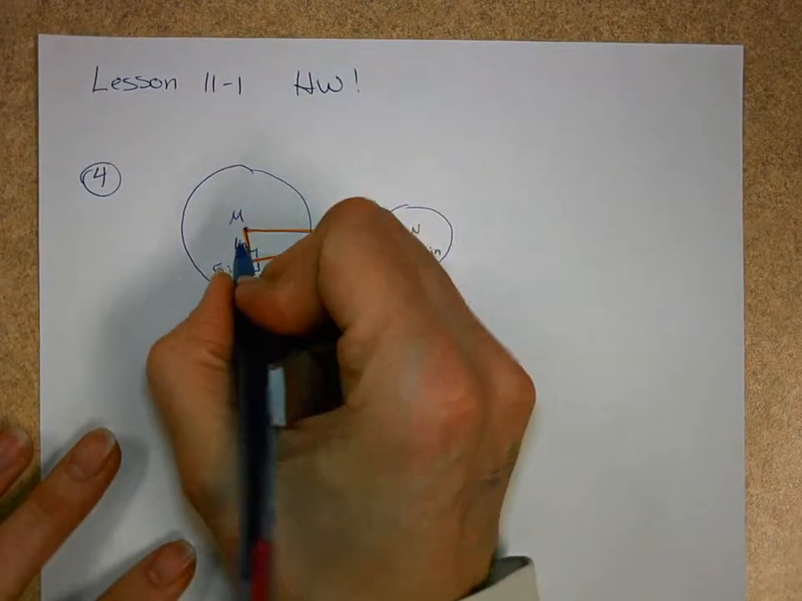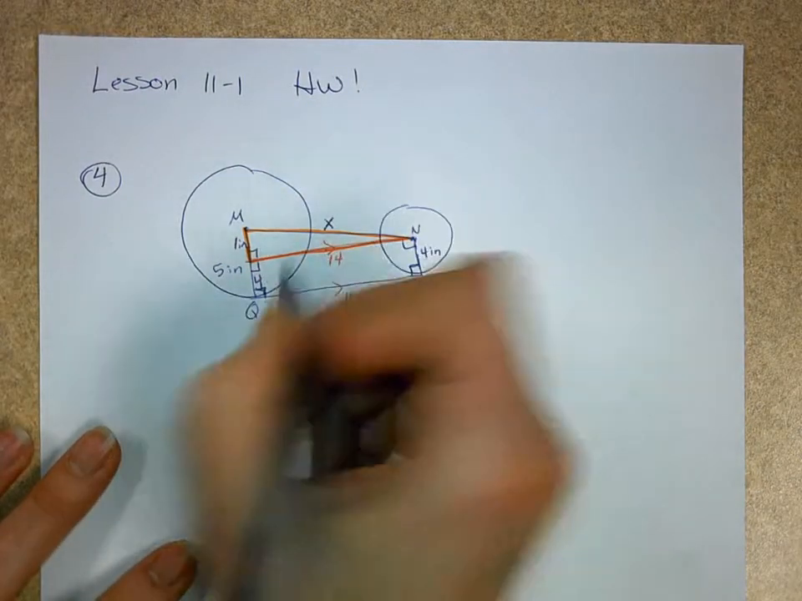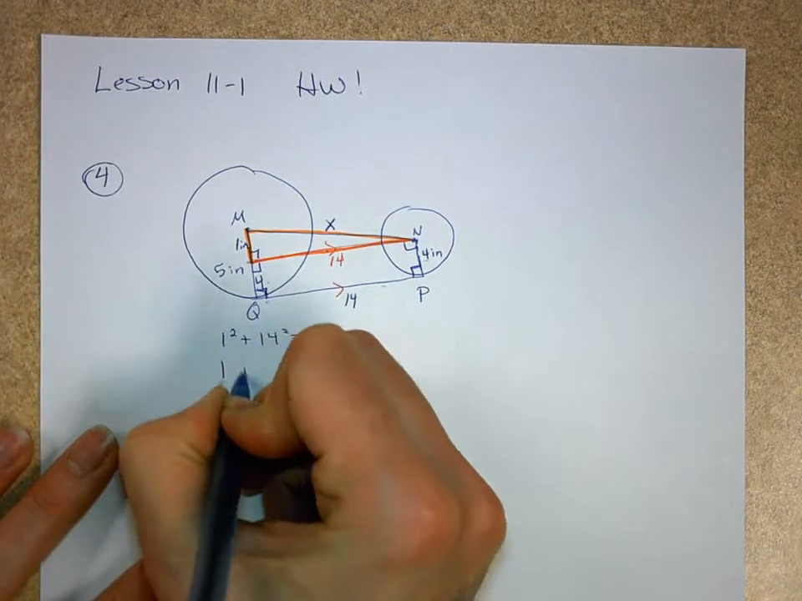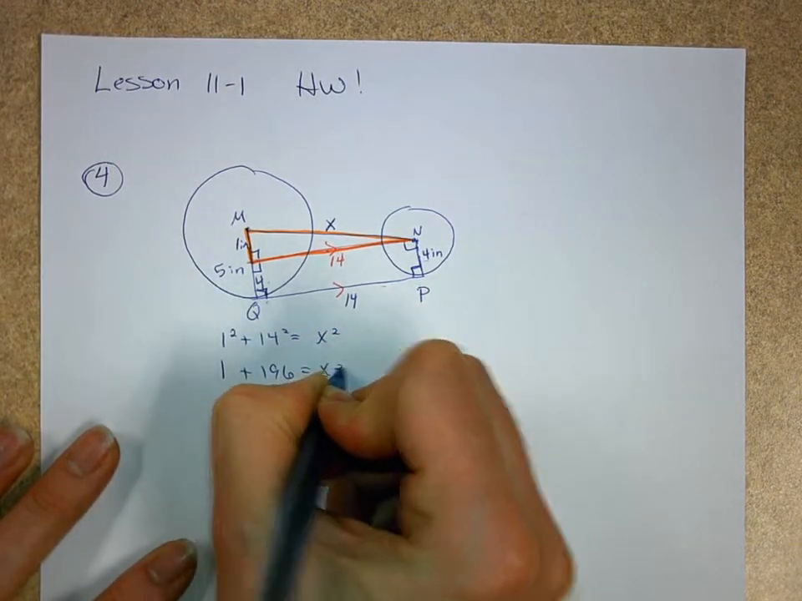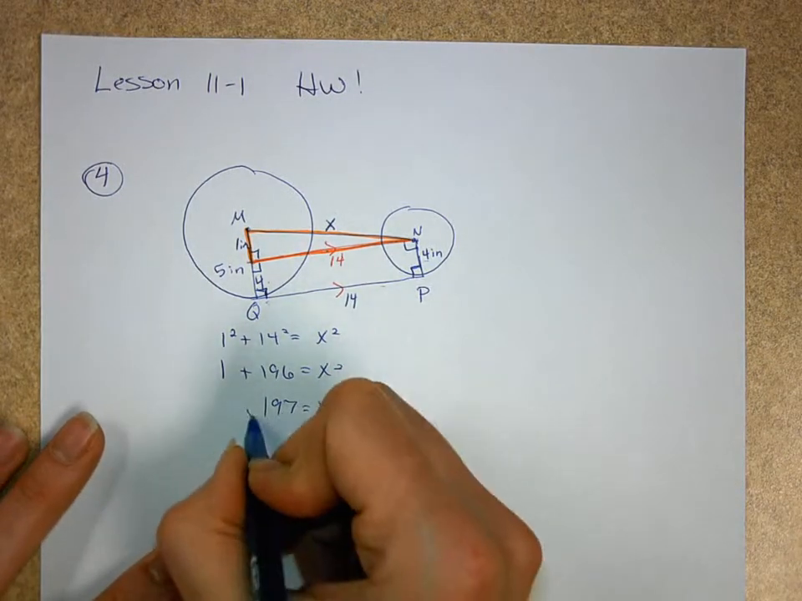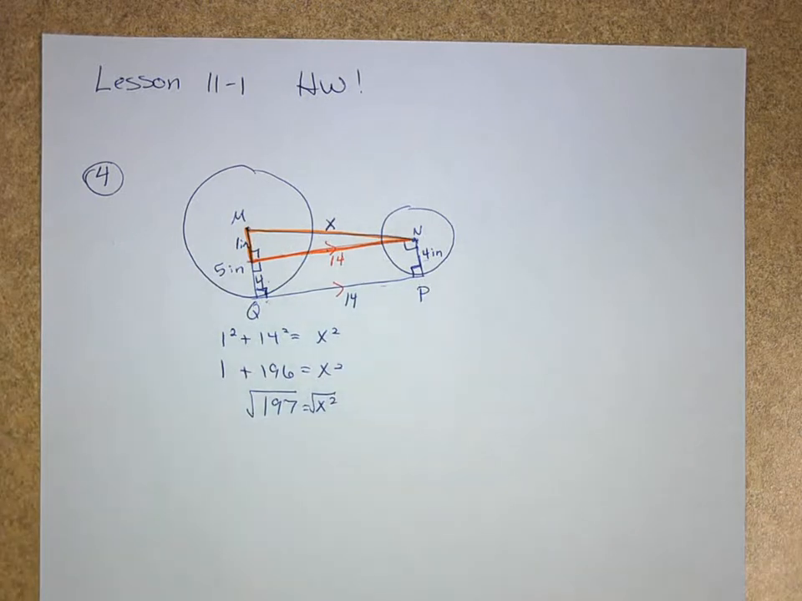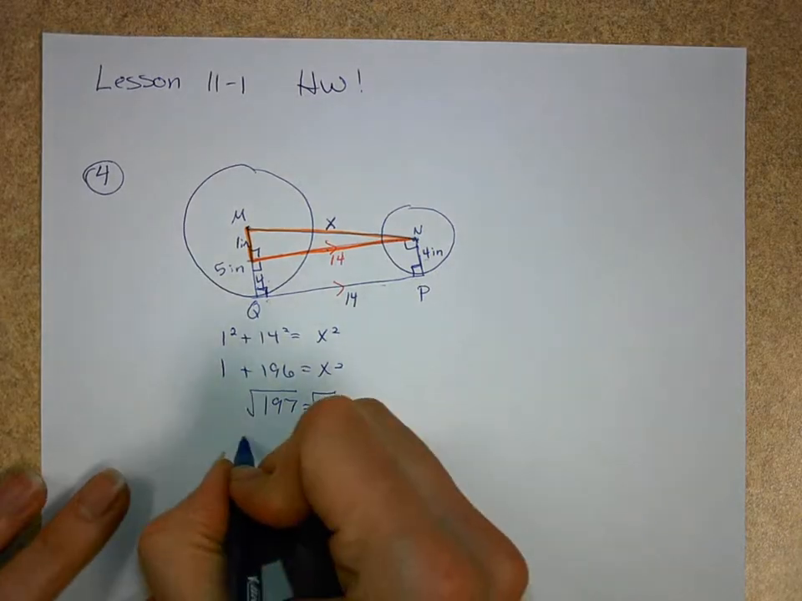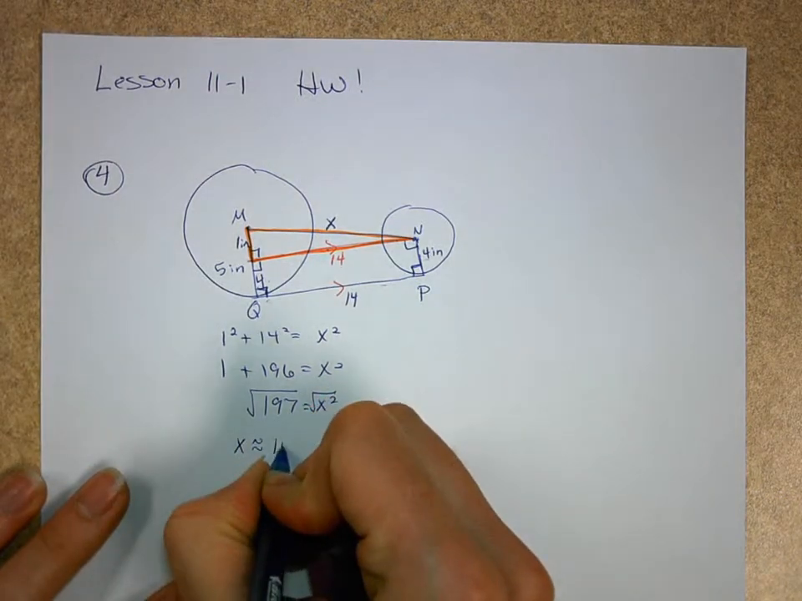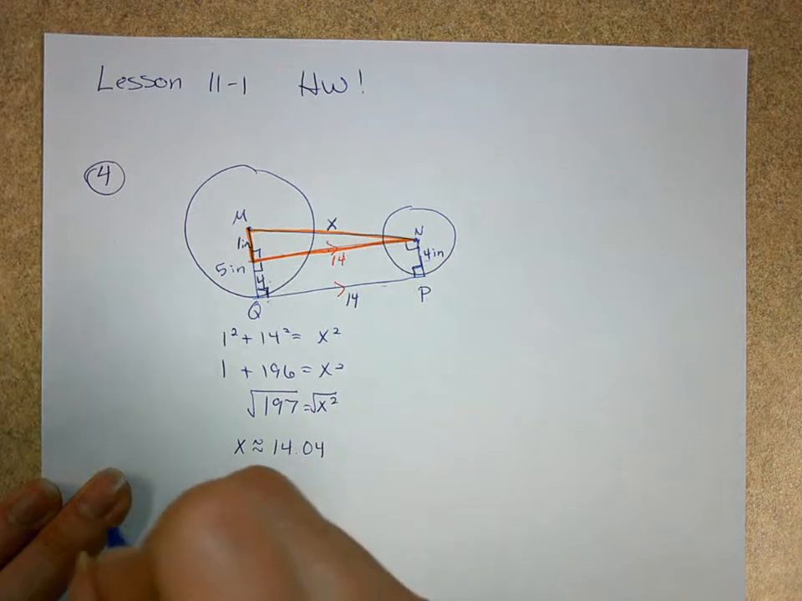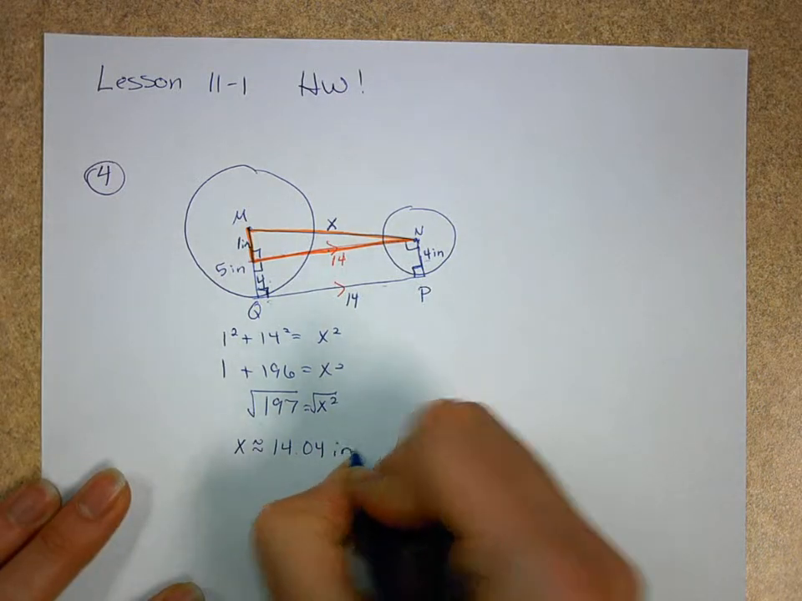So I have the right triangle, leg squared plus leg squared equals hypotenuse squared. So 1 squared plus 14 squared equals x squared. That's 1 plus 196 equals x squared. I get 197 equals x squared. Then you take the square root of both sides. The cool thing is I can do this to the nearest hundredth, which is 2 spots after the decimal. x is approximately 14.04, I do believe inches is what they used on this first one.